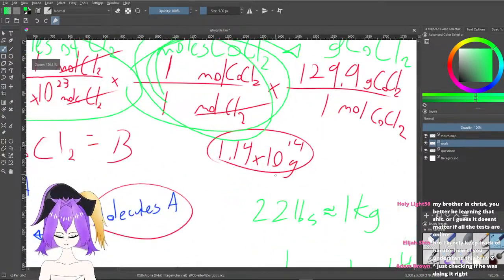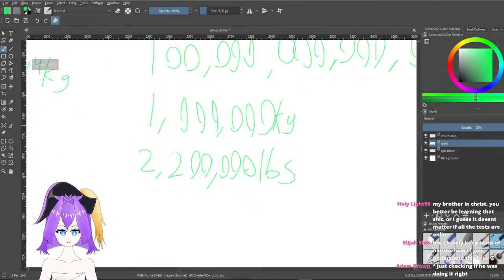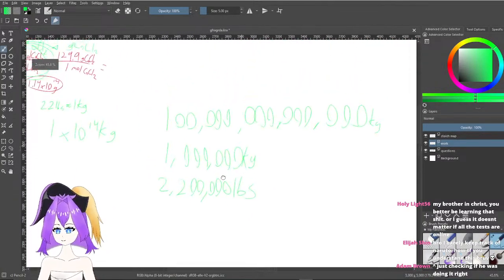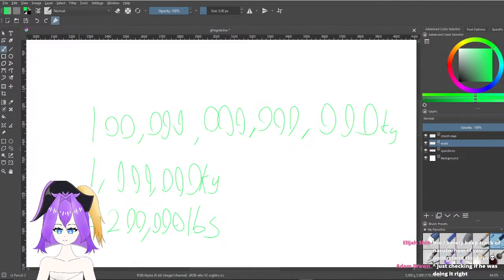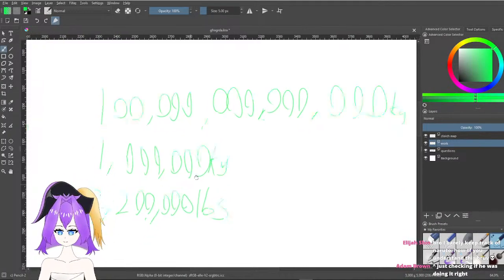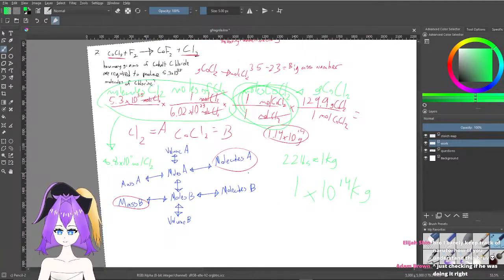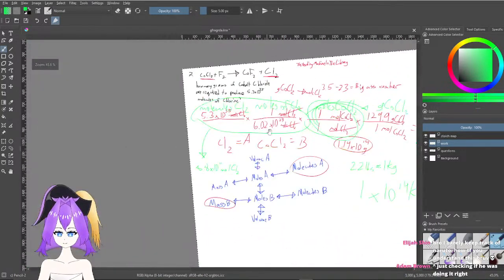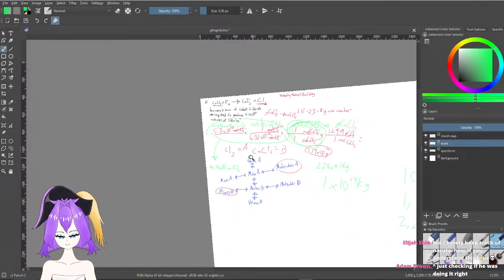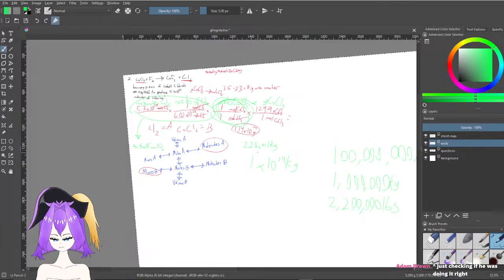It's just like 1.14 times 10 to the 14th grams is huge. Because that's like 1,000,000 kilos. I mean, no, not 1,000,000. That's like this many kilos, and this many kilos is bigger than 1,000,000 kilos. And 1,000,000 kilos is like 2,000,000 pounds. Surely, 5.3 times 10 to the 35th molecules of chlorine. I'm not going to draw out all the zeros, but I guess it might be in the right ballpark. But I'm gonna go with that answer, honestly.